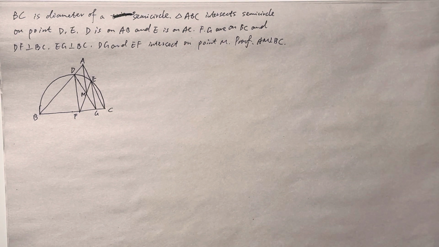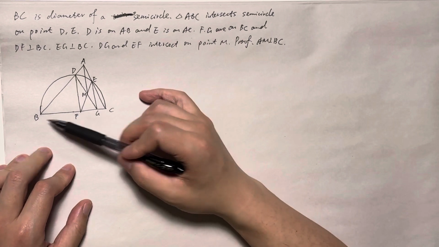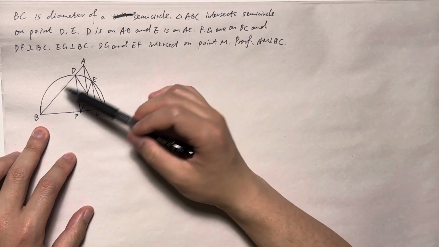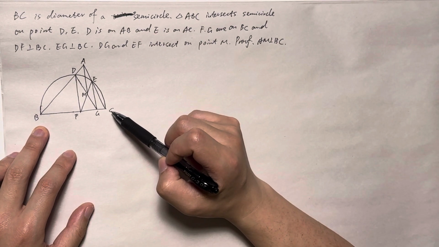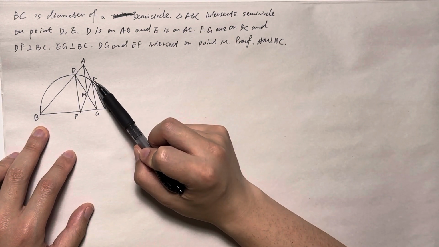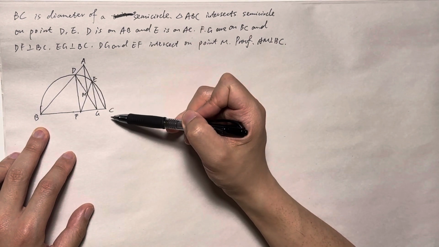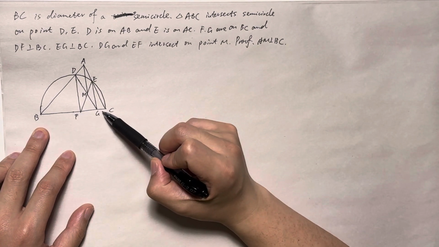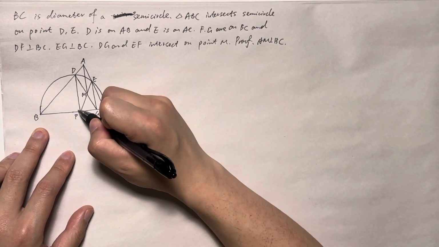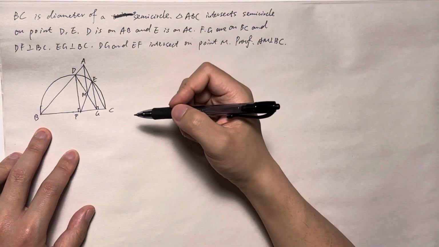Let's continue our study on the Menelaus theorem. This is a problem here. BC is the diameter of a semicircle. The triangle ABC intersects the semicircle at points D and E. D is on AB and E is on AC. F and G are on BC, and DF is perpendicular to BC, and EG is perpendicular to BC.